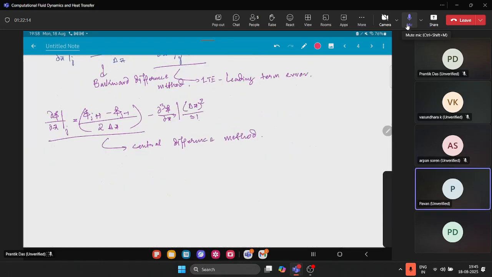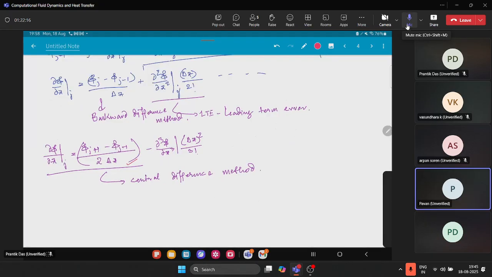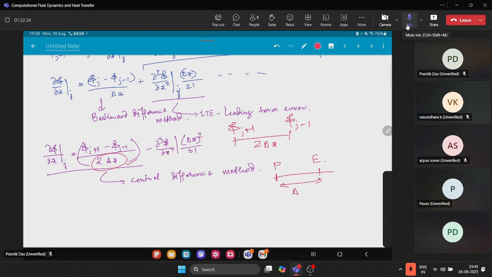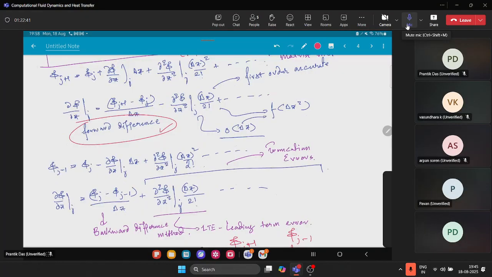Okay, then it's fine, sir. The central difference is second order. It is written as 2 delta x because the distance between phi j plus 1 and phi j minus 1 is 2 delta x. But in our case, the distance between P and E is delta x. That's why you take phi E minus phi P divided by delta x. And in the forward difference also, in the denominator you are getting delta x divided by 2. So that thing you have to take into account. Thank you, sir.